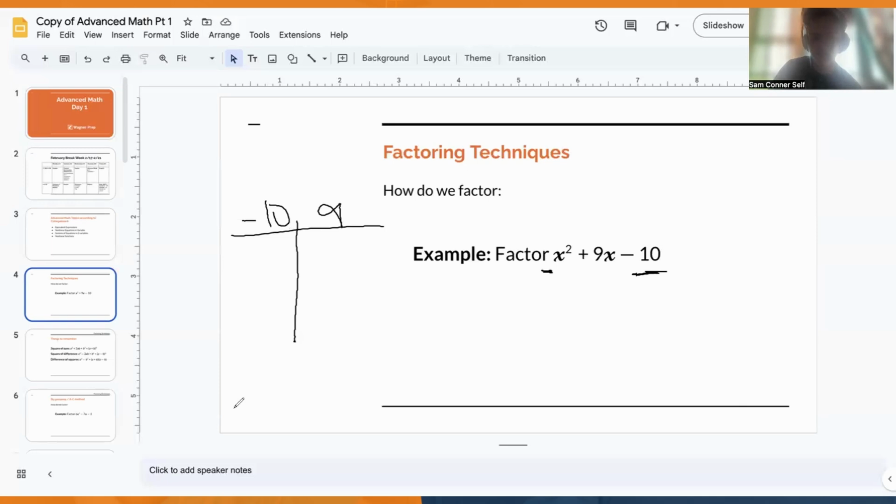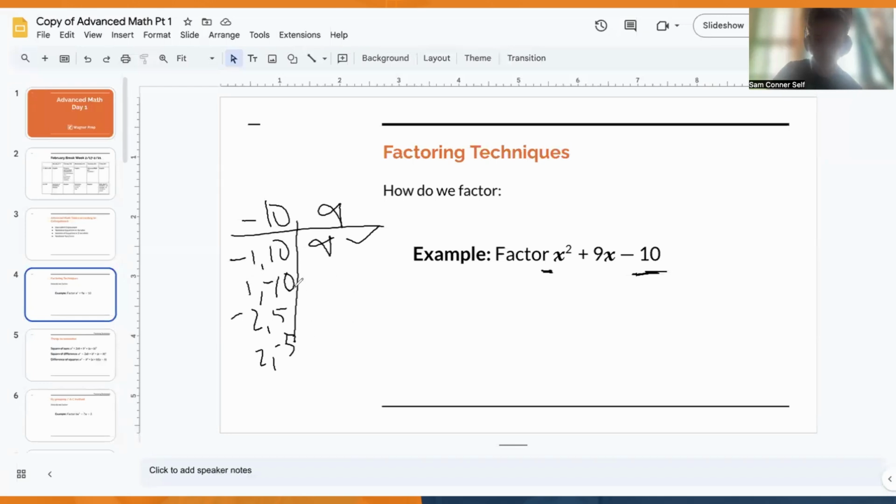And then you can just go through and list all of the factors of negative 10. So it will be negative 1 and 10. And then on the flip side, it could be 1, negative 10. And then it's going to be negative 2 and 5, and then 2 and negative 5. And then we're just going to see which of these would add up to positive 9. So negative 1 plus 10 is going to be 9. So that is correct.